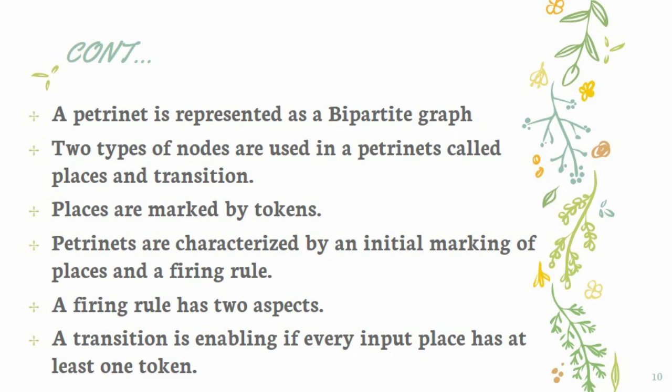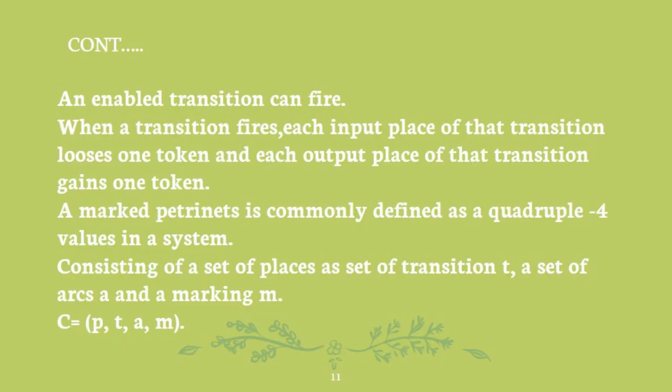A Petri net is represented as a bipartite graph. Two types of nodes are used in a Petri net called places and transitions. Places are marked by tokens. Petri nets are characterized by an initial marking of places and a firing rule. A firing rule has two aspects. A transition is enabled if every input place has at least one token. An enabled transition can fire.